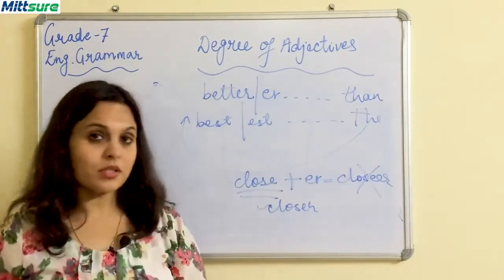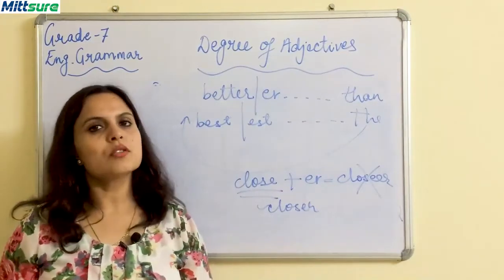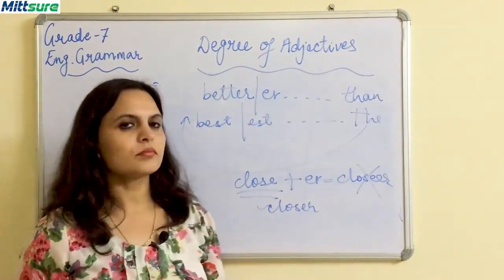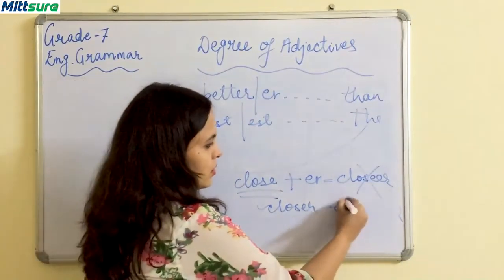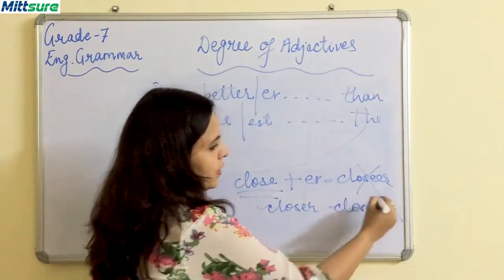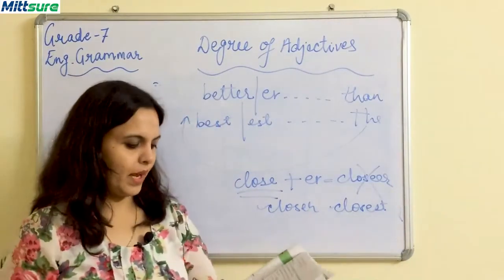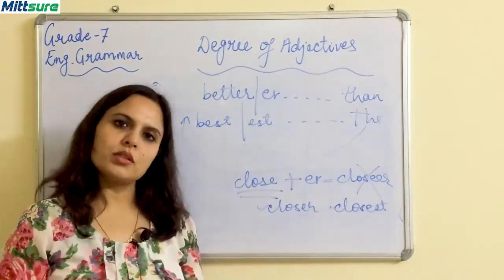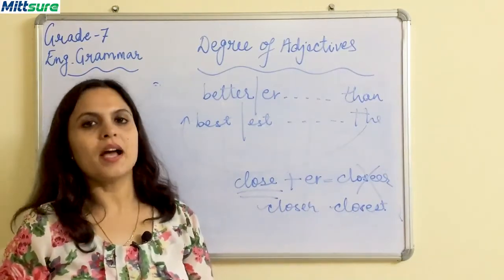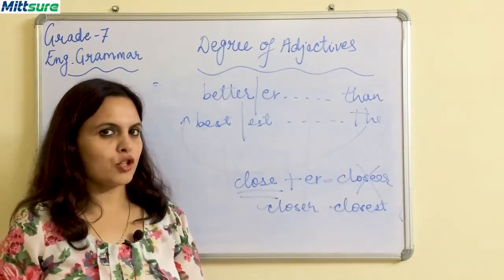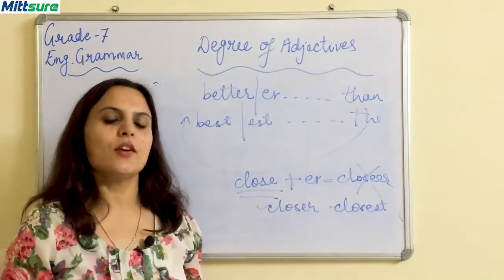Some more examples like close, noble. Noble will become nobler and noblest, like closer and closest. So omission of one E will happen. In noble also, nobler and noblest, omission of one E will happen. Brave will become braver and bravest. So omission of one E will take place here also.